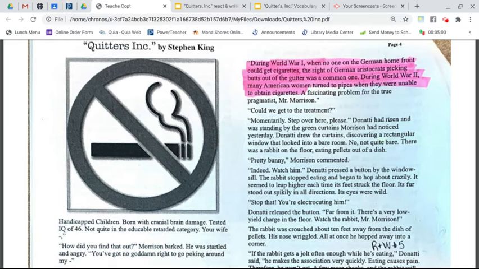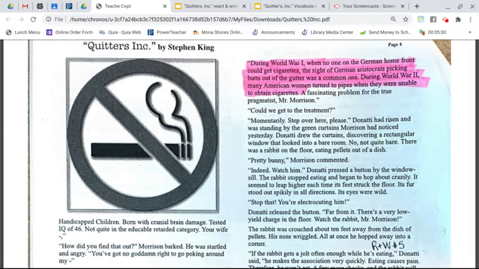"Momentarily. Step over here, please." Donati had risen and was standing by the green curtains Morrison had noticed yesterday. Donati drew the curtains, revealing a rectangular window that looked into a bare room. No, not quite bare. There was a rabbit on the floor eating pellets out of a dish. "Pretty bunny," Morrison commented. "Indeed. Watch him." Donati pressed a button by the windowsill. The rabbit stopped eating and began to hop about crazily. It seemed to leap higher each time its feet struck the floor. Its fur stood up spikily in all directions. Its eyes were wild. "Stop that! You're electrocuting him!"